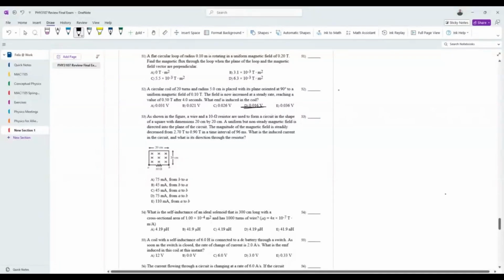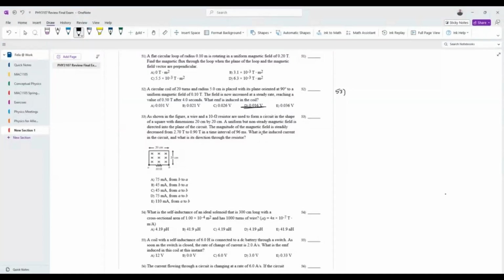In this problem number 53, they say, shown below, a wire and a 10-ohm resistor are used to form a circuit in the shape of a square with dimensions 20 centimeters by 20 centimeters. A uniform but non-static magnetic field is directed into the plane of the circuit.